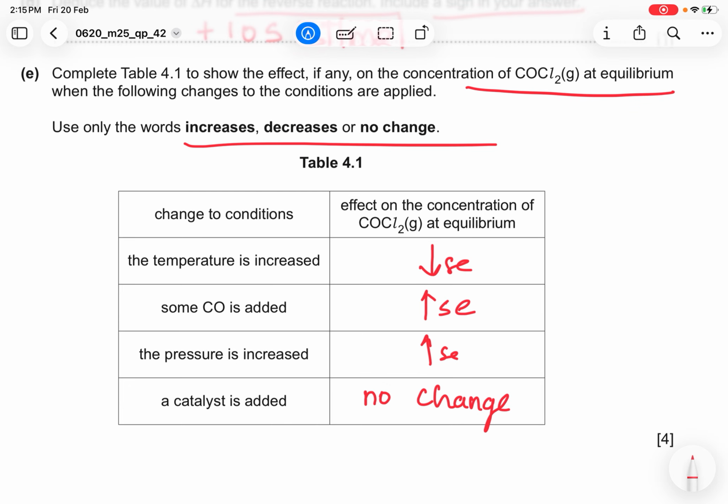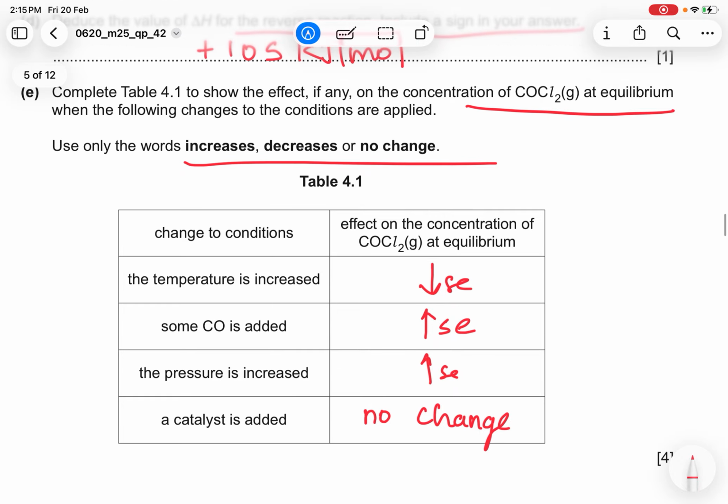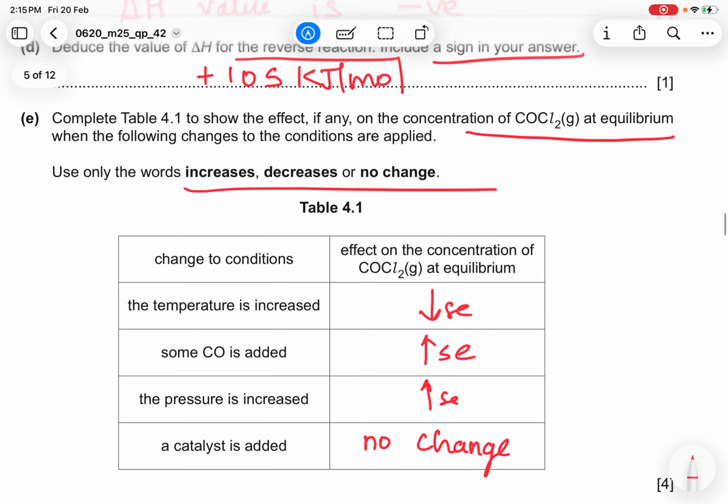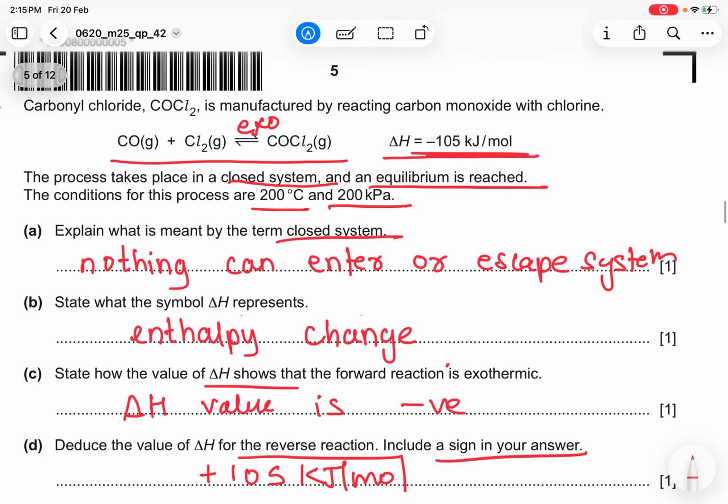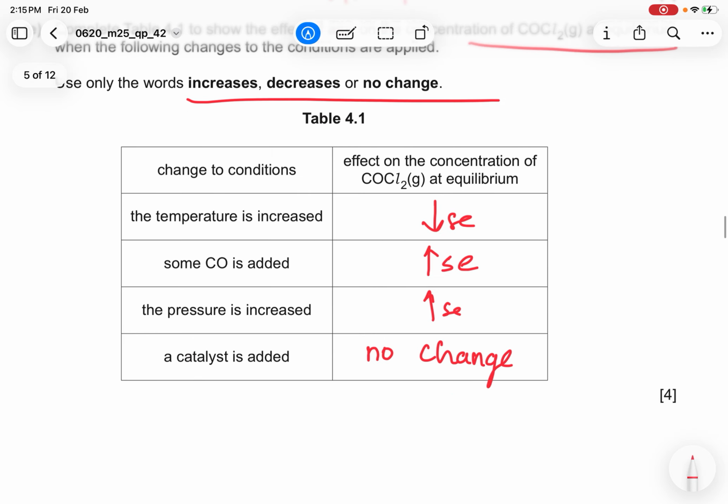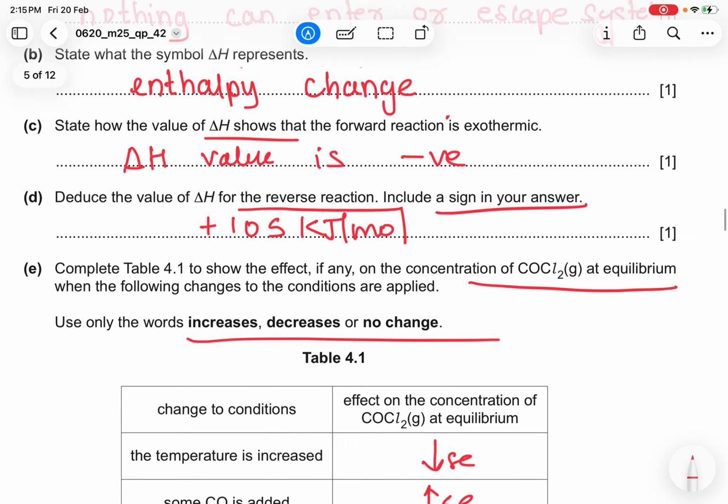For the next question, they have asked us about different factors that are going to affect the concentration of COCl2 at equilibrium. You are required to write the words strictly given here, that is increase, decrease or no change. So the first question is temperature is increased. Now here you have to pay attention that the forward reaction is exothermic, which releases energy, and you are also increasing the temperature. Hence it is going to favor the backward reaction and the concentration of COCl2 is going to decrease here.